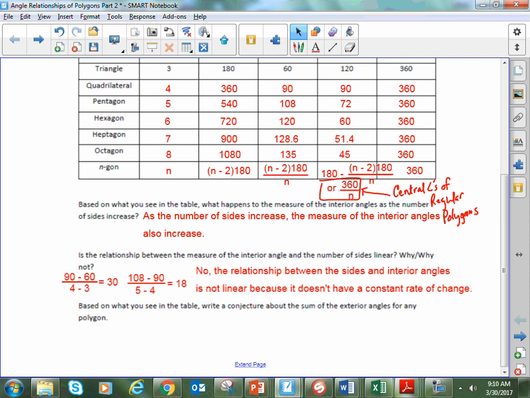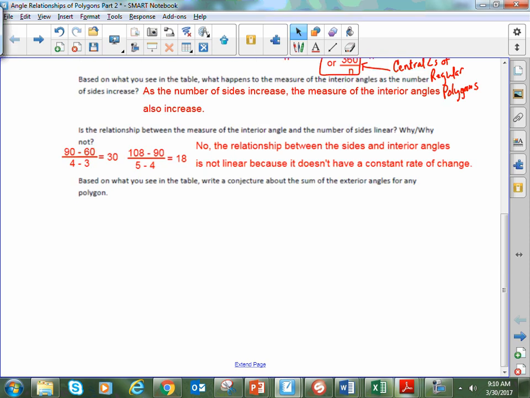And when I compare those, I get a rate of change of 30 one time and a rate of change of 18 the next time. So because it doesn't have a constant rate of change, it absolutely cannot be linear. So what you see on the table, write a conjecture about the sum of the exterior angles of a polygon. Well, the sum of the exterior angles of a polygon, based on what I'm seeing, is that the sum of all of the polygons, doesn't matter how many sides it has, will always be 360 degrees.